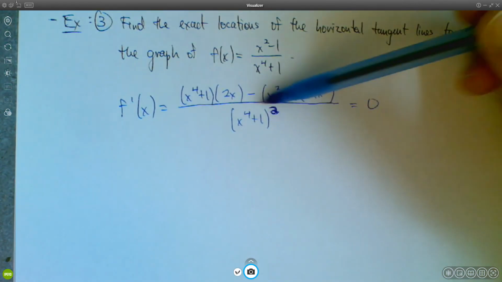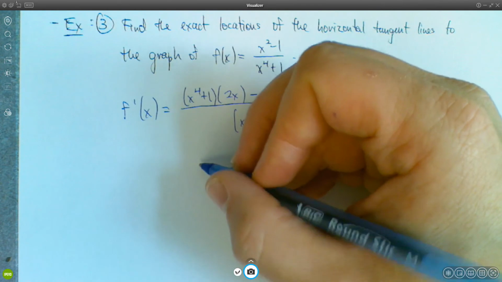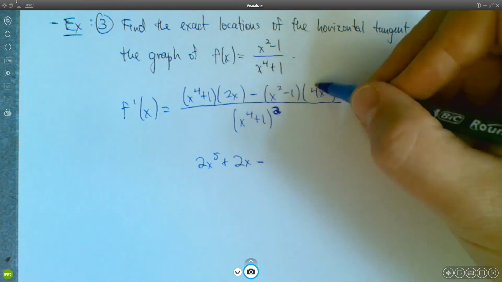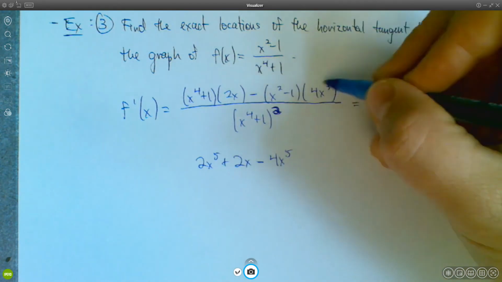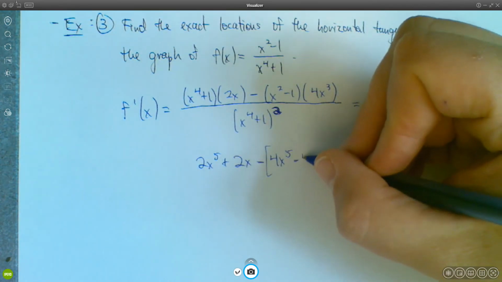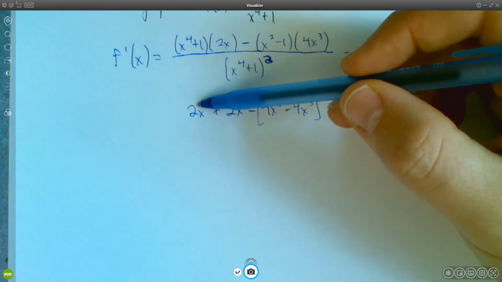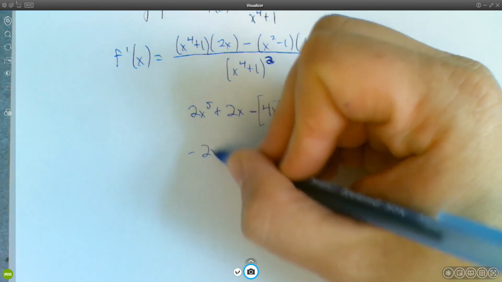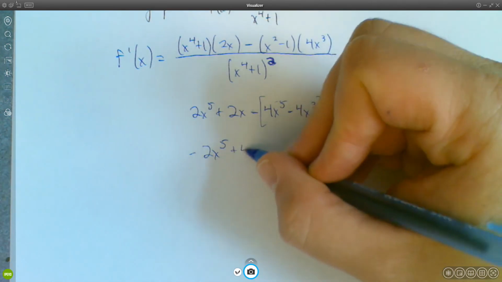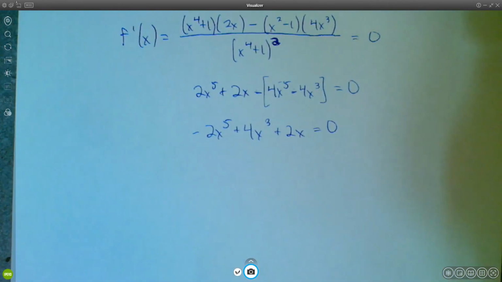Well, if I clear denominators by multiplying by the denominator there, I'm just going to get the numerator, right? I'm going to get 2x to the 5th plus 2x minus 4x to the 5th. Maybe I should read this. 4x to the 5th minus 4x cubed. So that's 2x to the 5th minus 4x to the 5th, so negative 2x to the 5th. And then I have a negative makes a positive 4x cubed. And then I've got a positive 2x. And suddenly that doesn't look so bad, right?